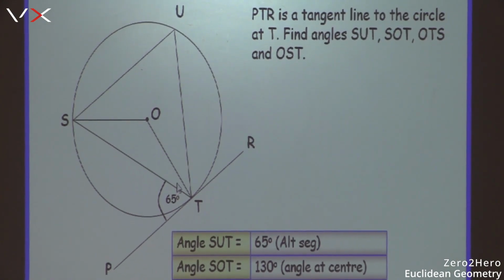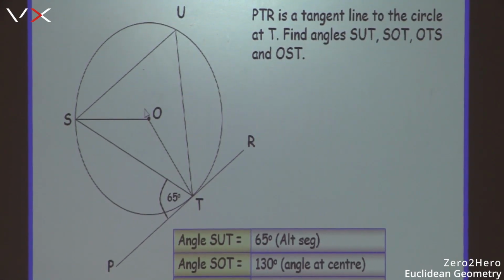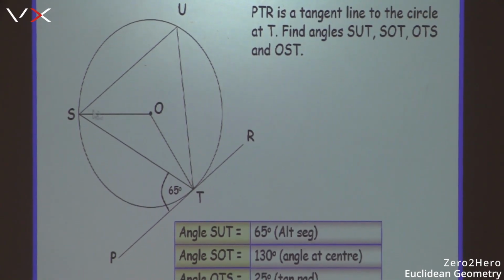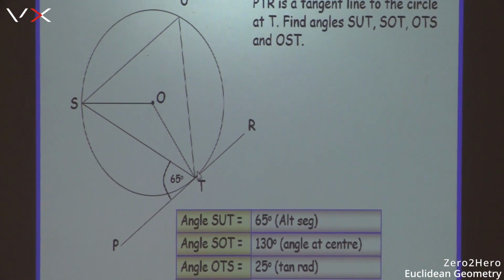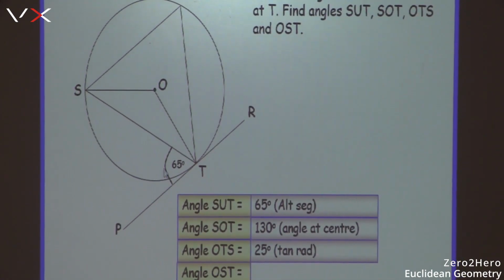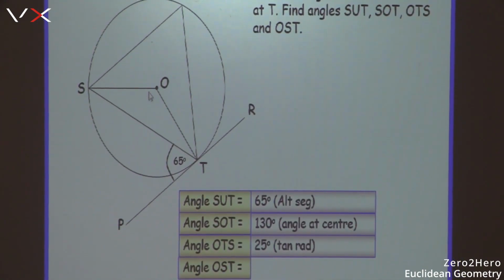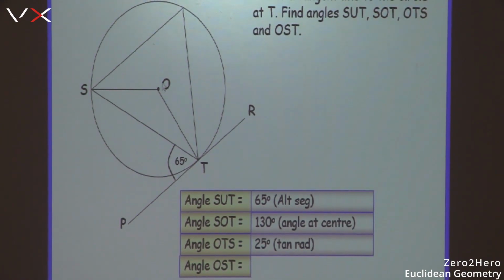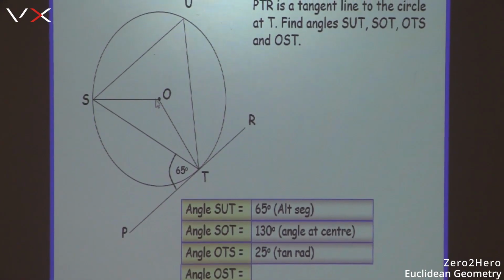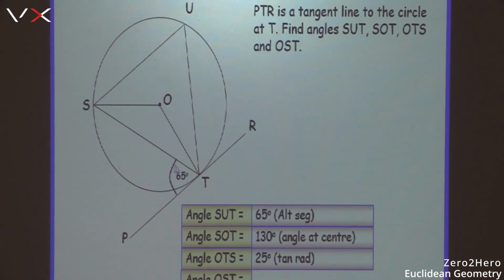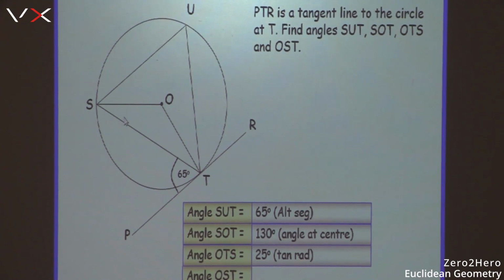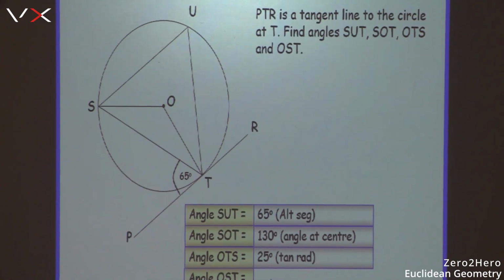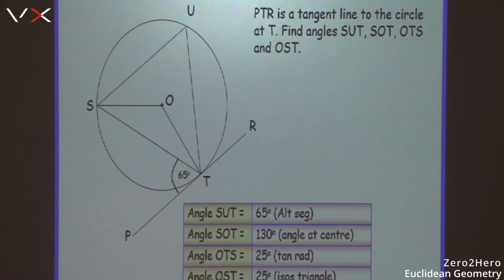If this one is 25, what will this one be? Remember, this is an isosceles triangle. OS is equal to OT, radii on the same circle. The same circle will have the same radius. From here to here is the same, from here to here is the same. Radius is the same. So if these two sides are the same, therefore these two angles will be the same. So if I'm looking for OST, this angle, it is the same as OTS, which we've just found above to be 25. We've used the isosceles triangle.